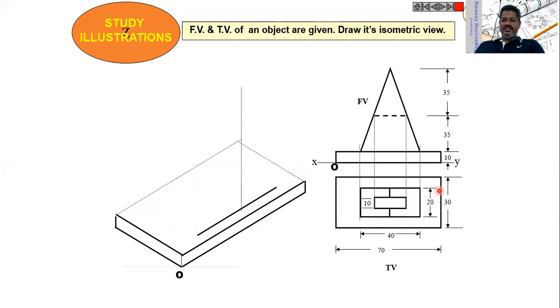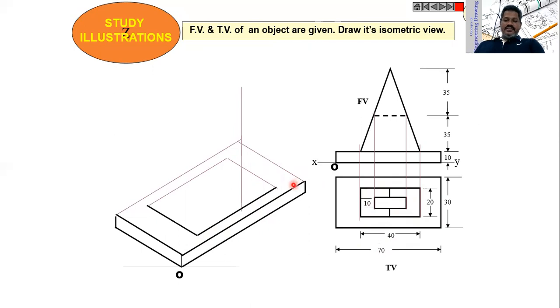As you can see here, it is 30, and at the middle of this plate we have a projection of 20. So now it is 5 for a length of 40. Draw a line which is parallel to these two lines. Then construct the rectangle 40 and 20 like this.